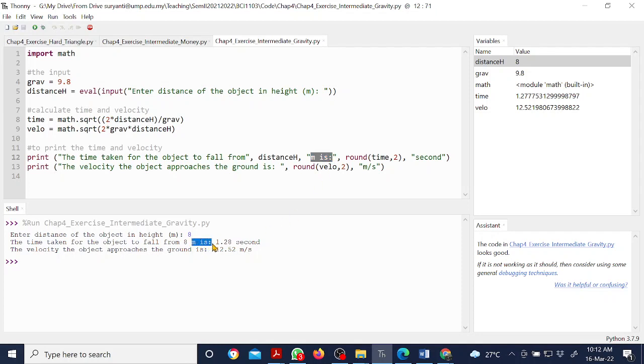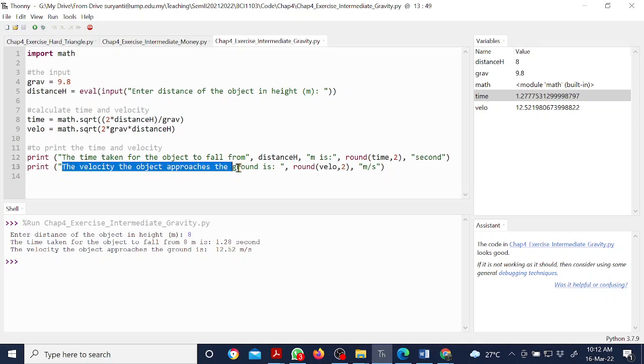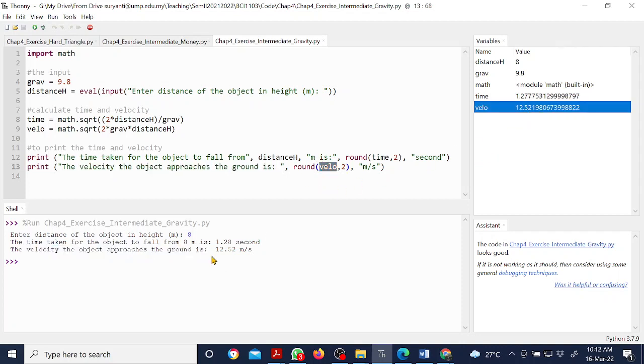And then I print m is double dot. Time, I will print time here, which comes from here. So I will have 1.28 and then I will print second. Next I print the velocity of the object approaches the ground is double dot. And then I'm going to print the value of velo, which comes from here, so we have 12.52, and then I will print out millisecond.